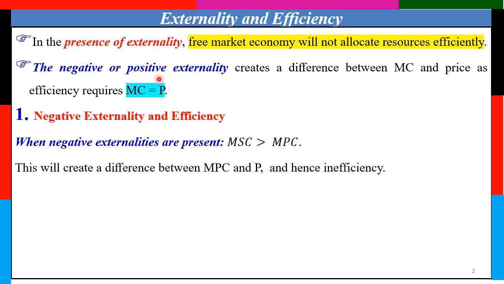The negative or the positive externality creates a difference between marginal cost and the price, as efficiency requires the marginal cost to be equal to price. In the market, in order to say there is efficiency, this condition must be fulfilled. The additional cost must be equal to the price.